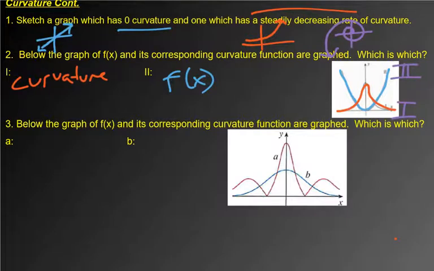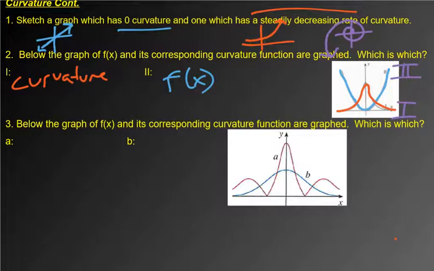So we've got this red thing, the graph of the curvature, and the blue one is a graph of f of x. All right, so same kind of thing. You've got choices A and B. So B1 is the blue one there, and A is the red one. And the question is, which one is f of x, which one's the curvature? And kind of same thing here.